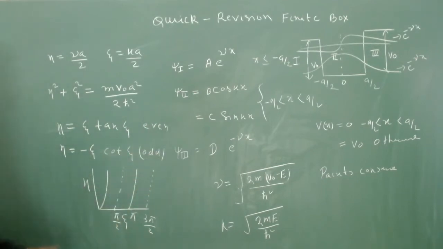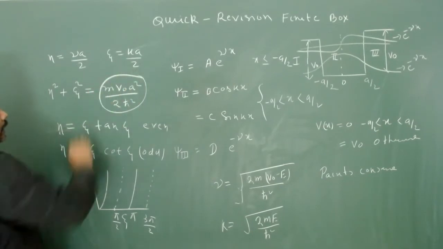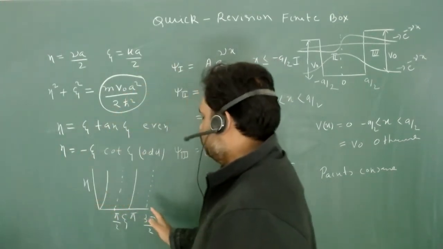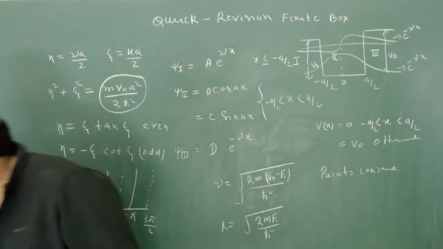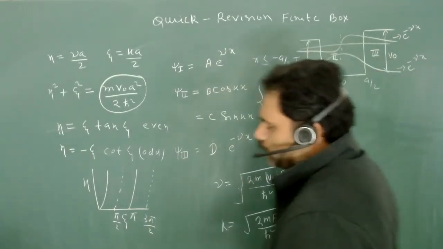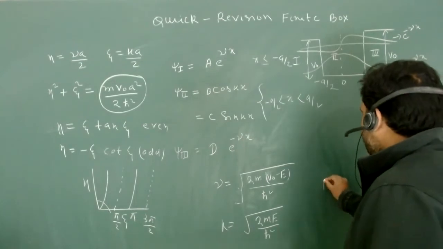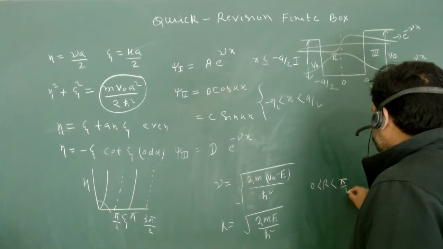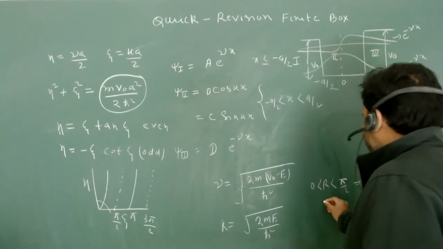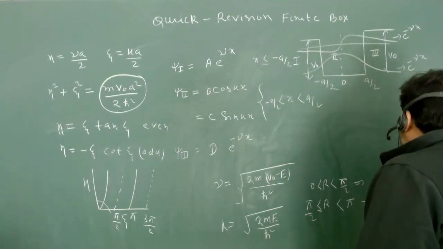And what is the condition? This is nothing but the equation of a circle, and it tells you about the radius of the circle, which also tells about the strength of the potential. As the strength increases, you have more and more bound states. For one bound state, two bound states, you should remember the condition, and this condition is very important. If R is between 0 to pi/2, then we have only one bound state. If R is between pi/2 to pi, then we have two bound states.